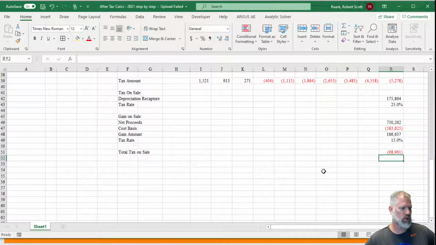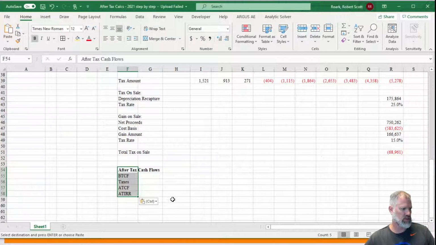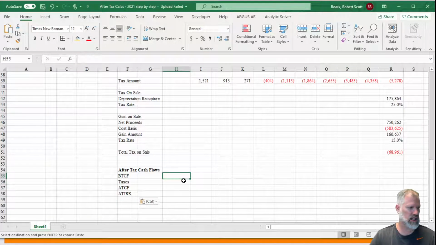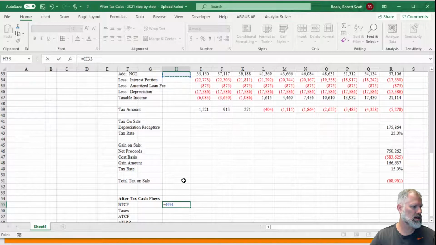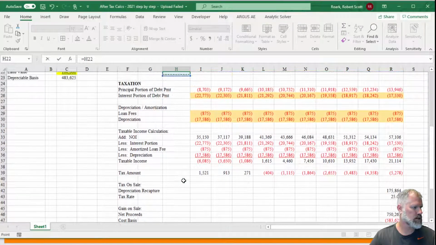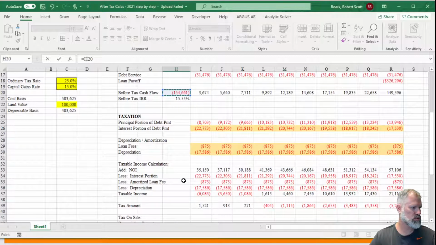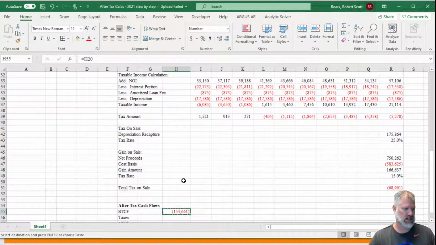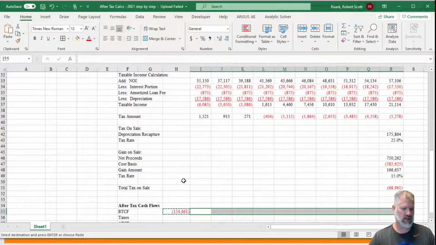Now we are ready for our exciting conclusion. We're going to look at the after-tax cash flows for our property. To get that, I'm going to look at my before-tax cash flows. So we did that up here. Where is it? Right there. This row right here, before-tax cash flows. I can refer up to that stuff that I've already done.